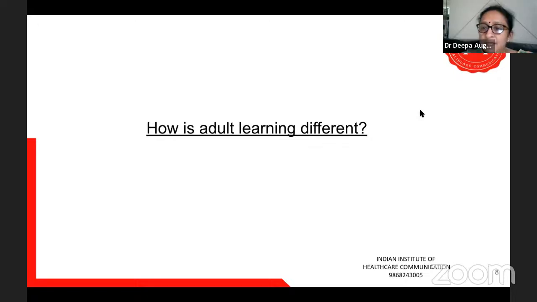Only need-based learning. That means if they think they need it, they will learn. Otherwise, they will not learn, all their life. Even at home, you must have seen, if you ask our parents or elderly at home to learn computers, they will not learn. But the day they feel that yes, I need to learn, then they will put in all efforts to learn.